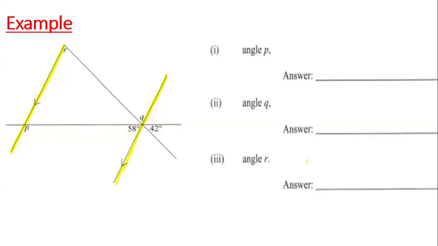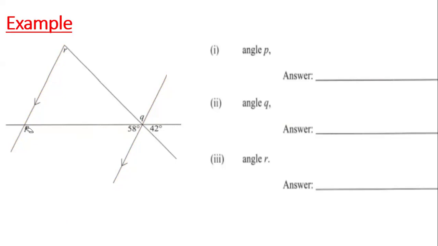All right, so let's go ahead and try to answer this. The first thing is we have to figure out what angle P is. Does anyone know how we're gonna get angle P? Go ahead, Sasha. I think we should add 58 and 42, and then when you get your answer, you subtract it from 180. We're trying to get P.